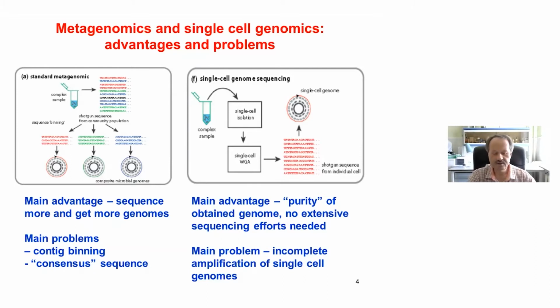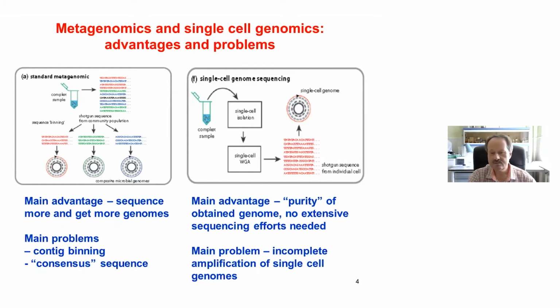In the case of single-cell genomics, you will get a genome at the strain level with no problems of contamination with sequences of other microbes. Of course, if you perform the separation of cells rather well. But the problem is in incomplete amplification of a genome. If some part of the DNA was damaged during isolation, it will be lost irreversibly.